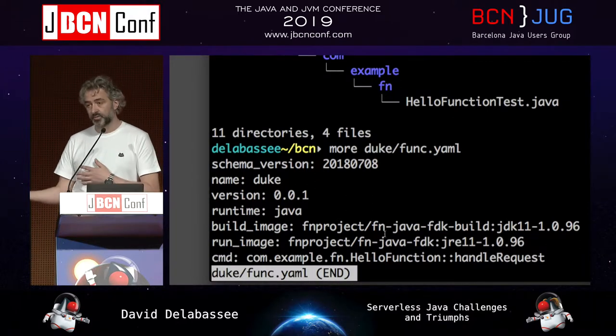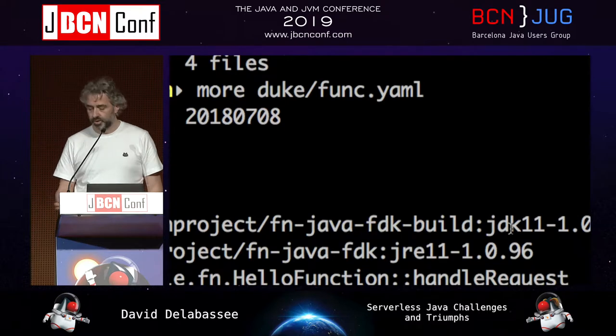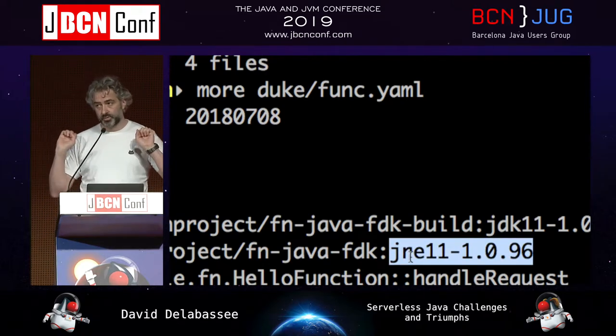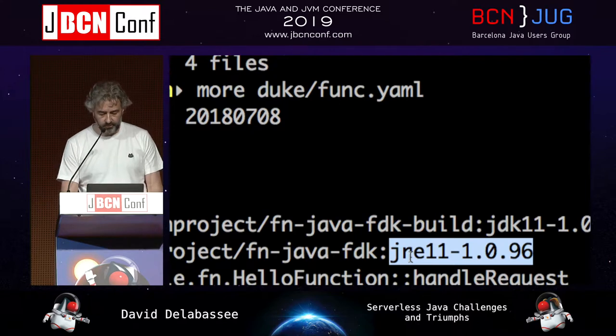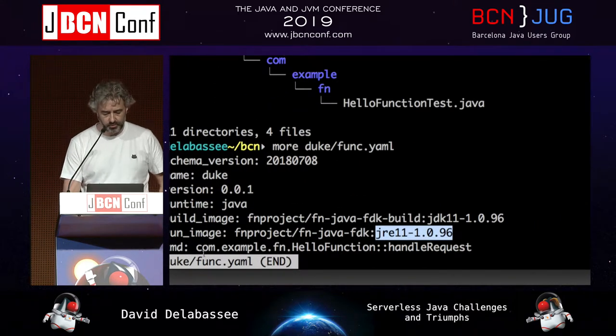We are using two types of image, one that is using a JDK to build the function, and another one that will be used to run the function. And obviously, to run the function, we are only using a JRE. But again, that's not something that you have to deal with. That's something that is managed by the platform. And what we have here at the bottom is basically our serverless function.